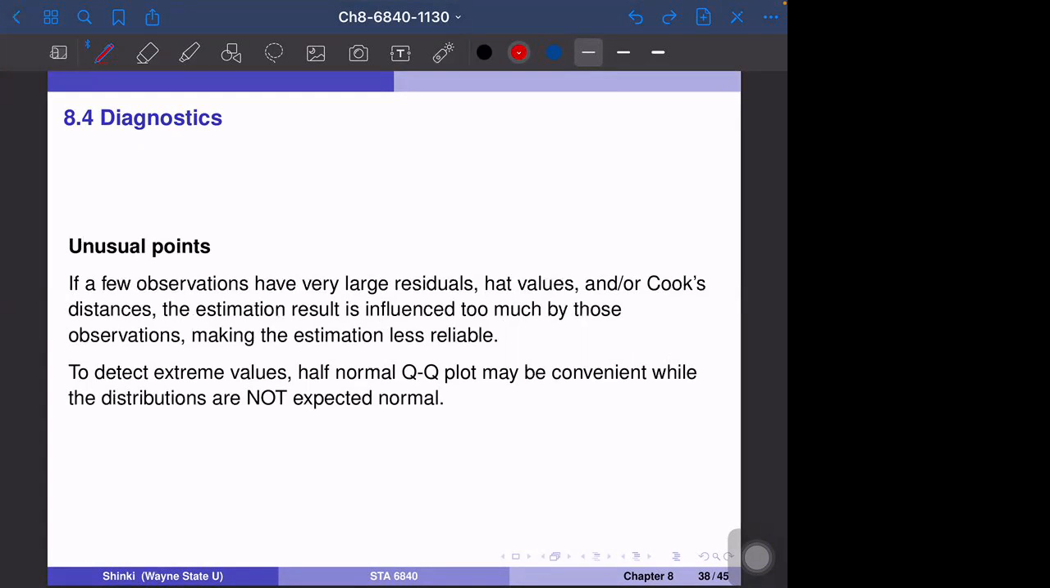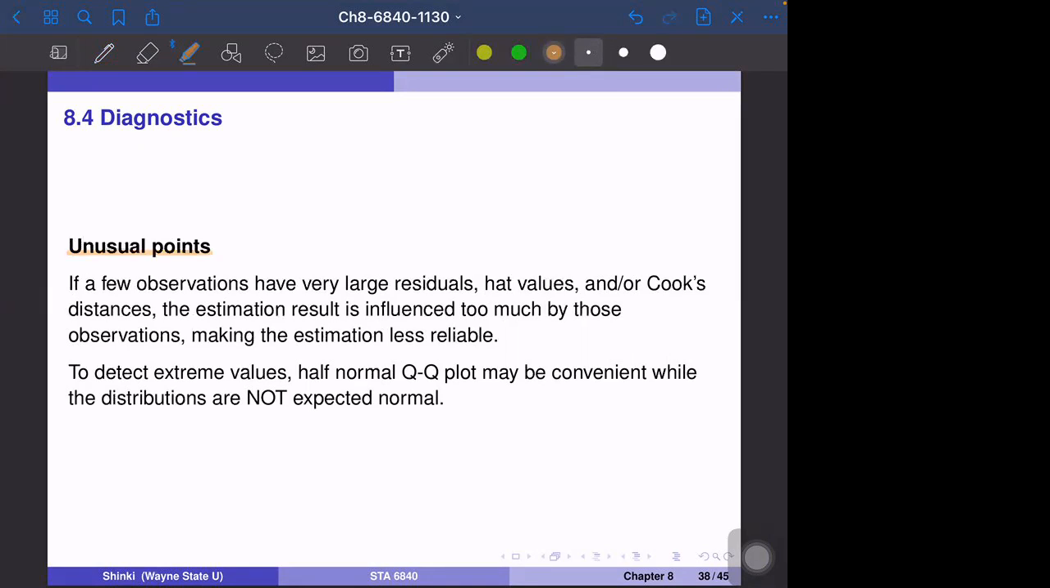Hi, we continue the 8.4 diagnostics, the unusual points. If a few observations have very large residuals, hat values, and/or Cook's distances, the estimation result is influenced too much by those observations, making estimation less reliable.